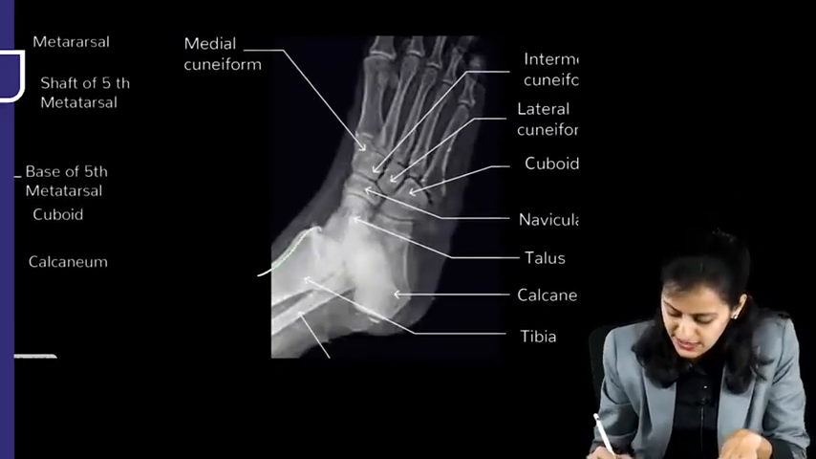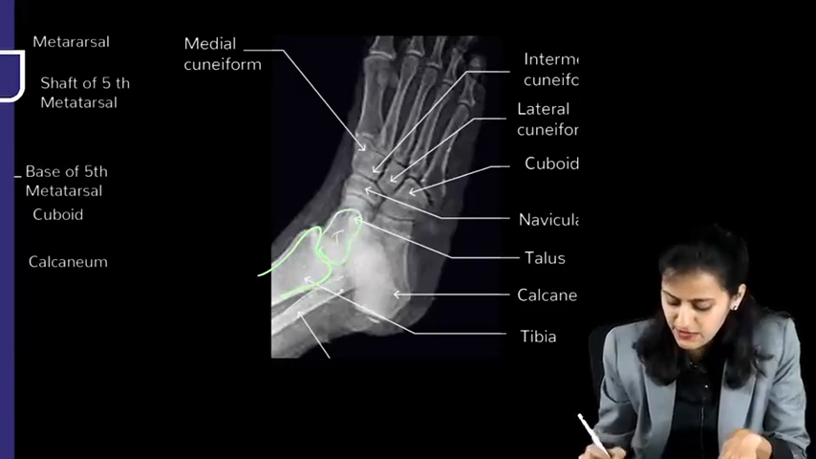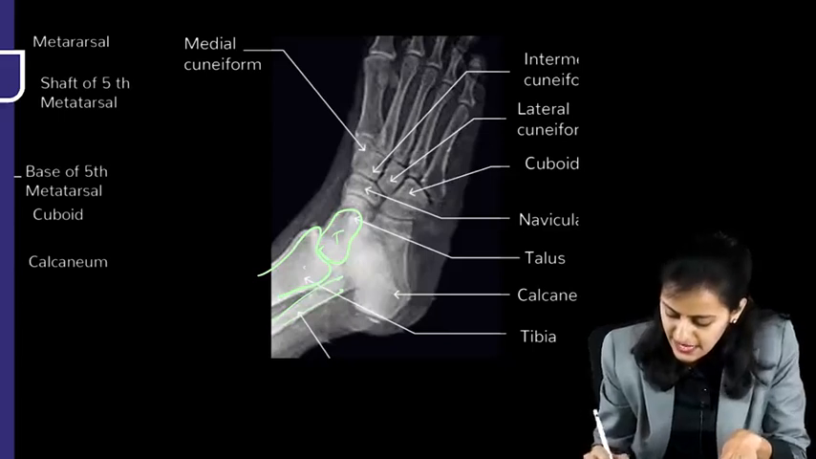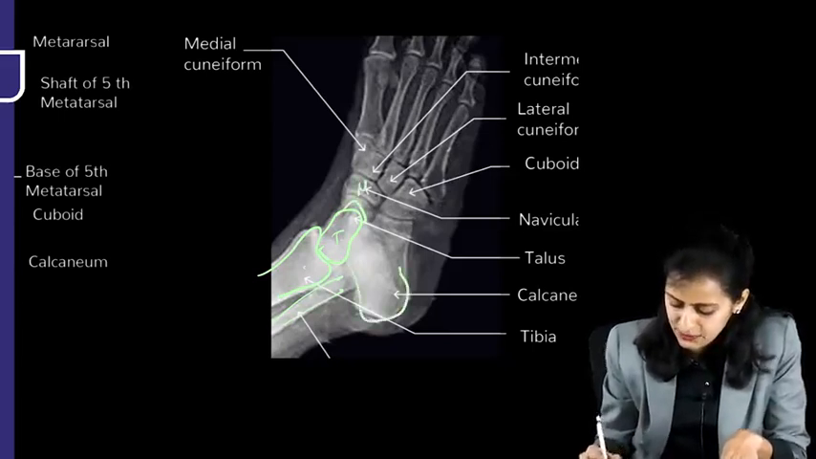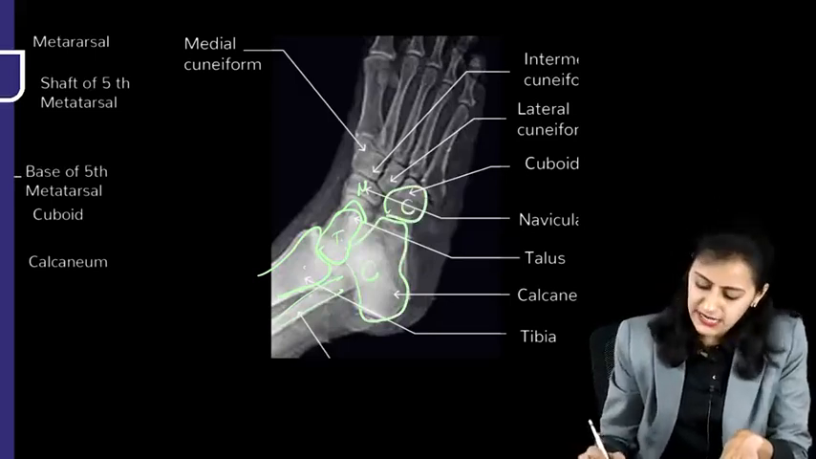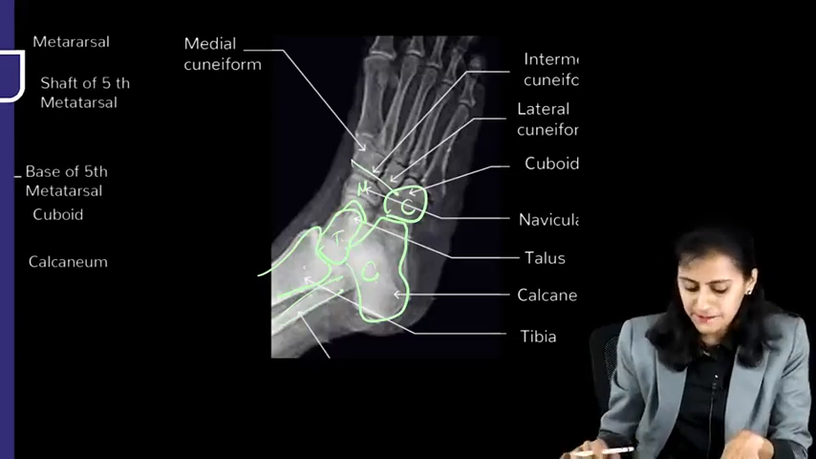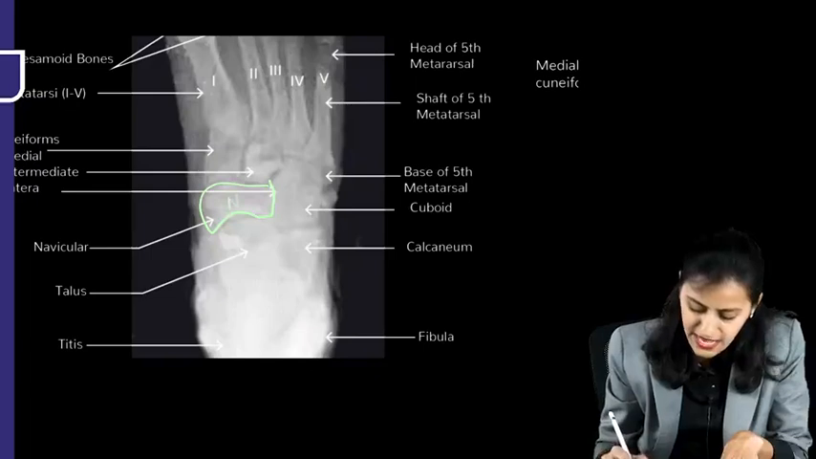Look at this image again. This is the tibia. This is the fibula. Next to the tibia, this is where we will have the talus. In front of the talus is where we have the navicular. Beside the talus, the heel bone is the calcaneum, and in front of the calcaneum is the cuboid, and then we have the cuneiforms.